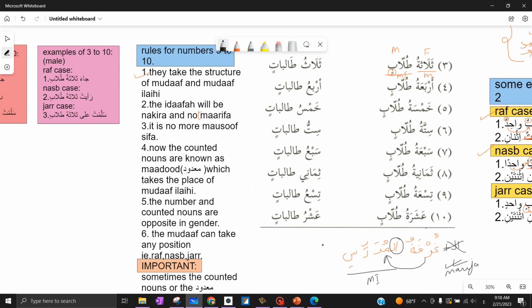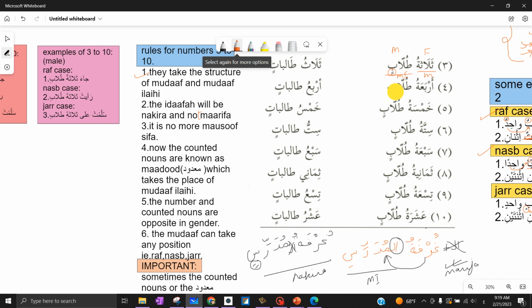What about a nakira idafa construction? I will take the same example. Ghurfatu mudarrisin. What happens here? Can you see an al here? There is no al. Now, if you see any idafa construction without an al, that means this is a nakira idafa. So this is the major difference between these two. If you don't find an al in the mudaf ilayhi and a kasra 10 at the end, know that this is a nakira idafa. So all these numbers here are nakira idafa construction.